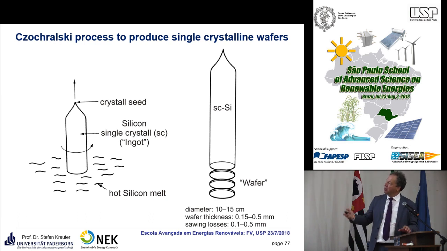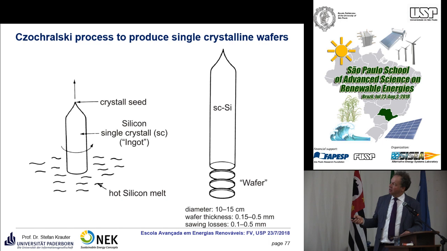It's like a very big sausage, which is up to 1.50 meters or even 2 meters long. It has a diameter of 10 to 15 centimeters, and then you slice that sausage into slices, usually called wafers for the electronic industries. For solar, you use it still. Formerly, this wafer thickness was about half a millimeter. Nowadays, you have a better saw using a multi-wire slurry, a saw which allows kerf losses of only 0.1 millimeters. And also, you can make much thinner wafer thicknesses.